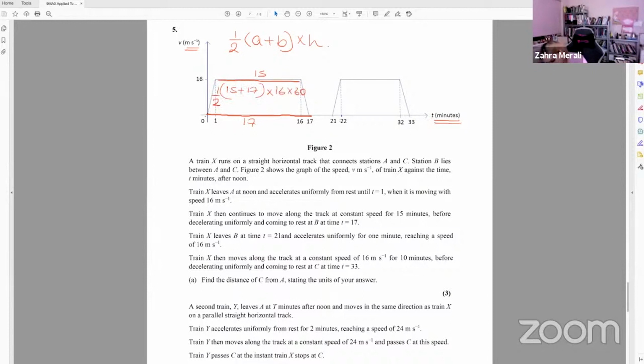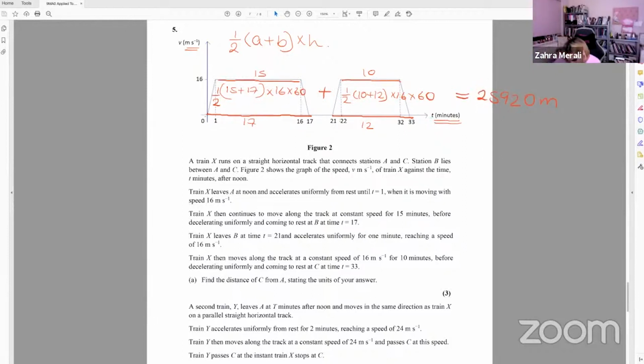And this one is going from 21 to 33. So 33 minus 21 is going to give us 12. And then this bit is 1 either side as well, which is 10. So a half, 10 plus 12 times 16 times 60. I'm going to add them both together to get the total distance traveled, which gives me 25920. That's going to be meters.